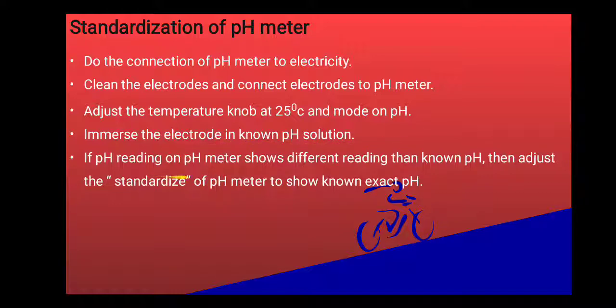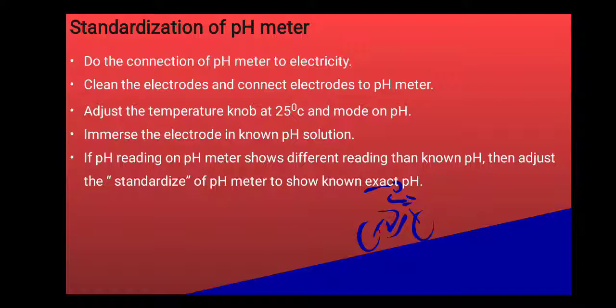If the pH reading on the pH meter shows a different reading than the known pH, then adjust the standardize knob of the pH meter to show the known exact pH. For example, when we take the solution of pH 4 and it shows pH 4.2, then by using the standardize knob, adjust the pH to 4.